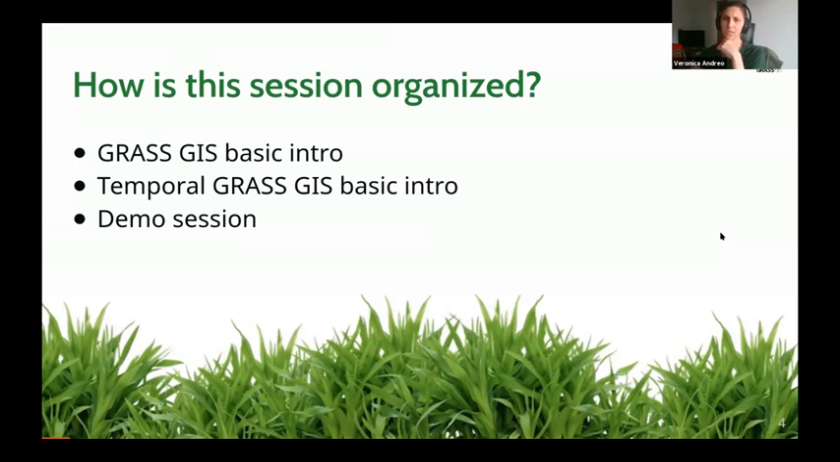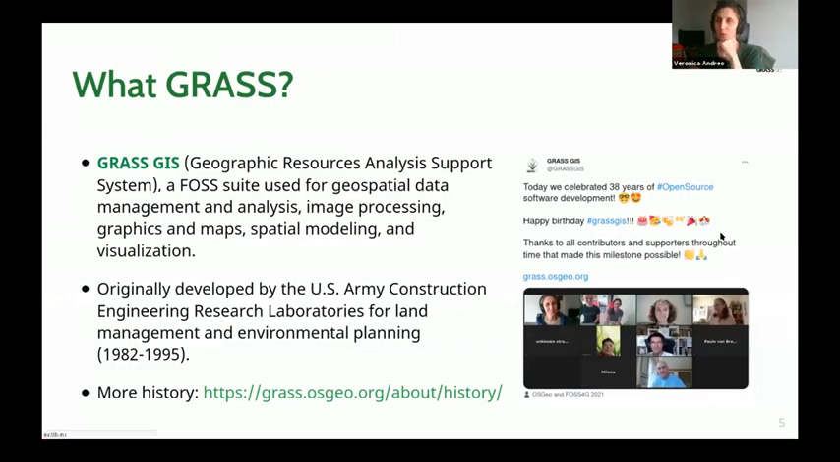Okay. So what GRASS are we talking about? Well, GRASS stands for Geographic Resources Analysis Support System. It's a free and open source GIS software that we use for geospatial analysis, image processing, graphics and maps, spatial modeling and visualization. And on the 29th of July, we became 38 years old. So it's almost 4 decades of continuous development of free and open source software.